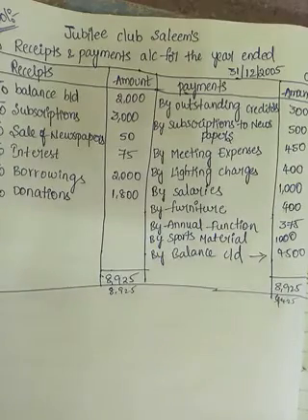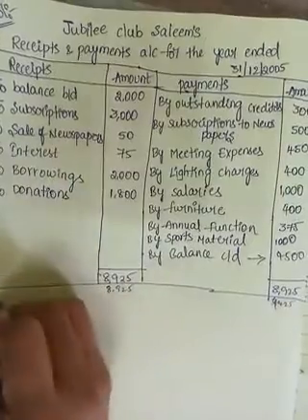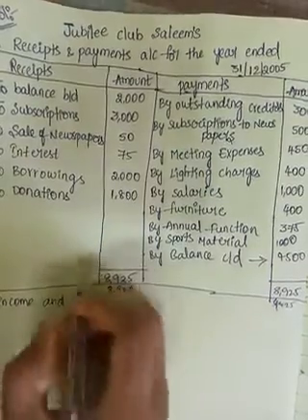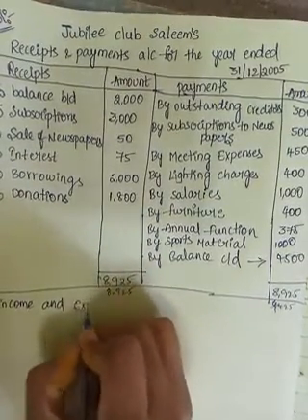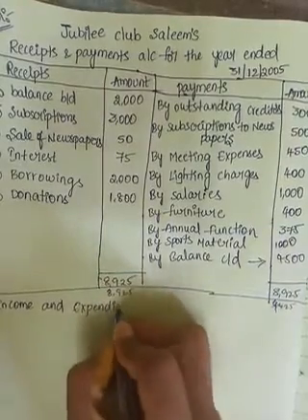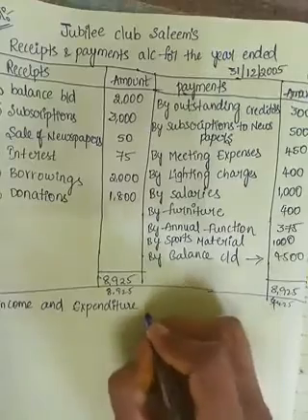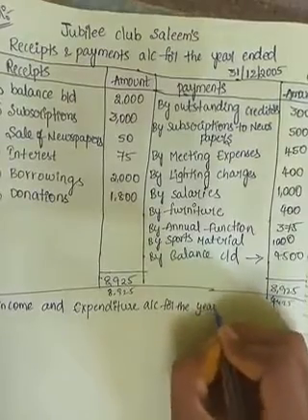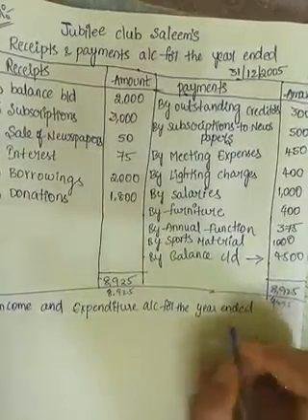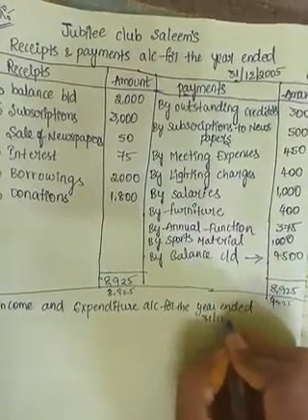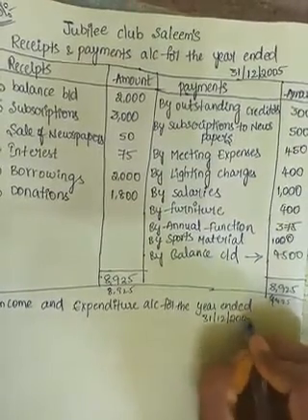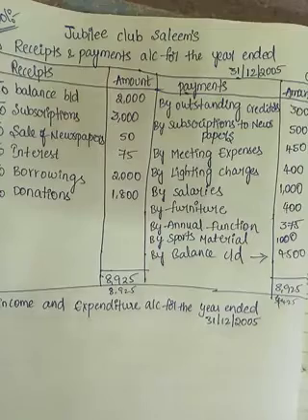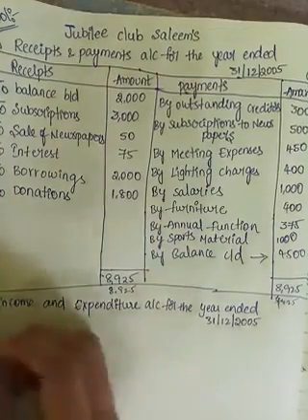Next is income and expenditure account. Income and expenditure account for the year ended 31st December 2005.